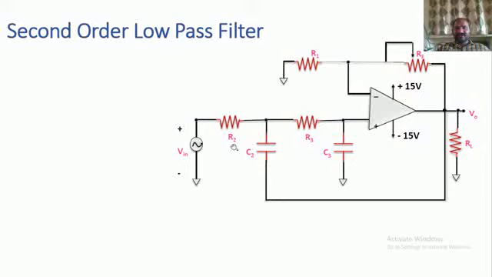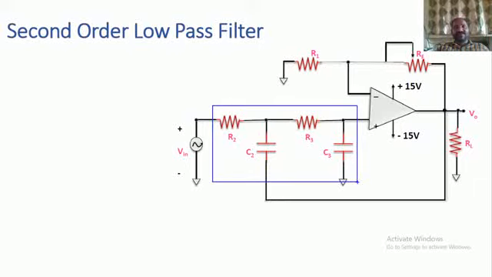Here, if you see this one, we have two resistors and two capacitors. They are connected in such a way as to give a second order low pass filter. Or I can simply say that this circuit is giving the low pass filter. What is the order of this particular filter?